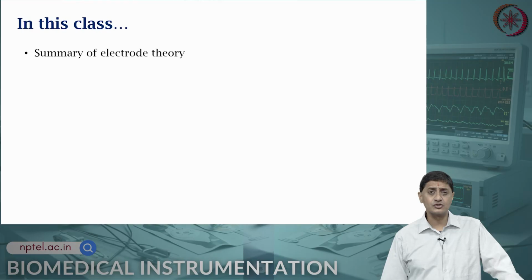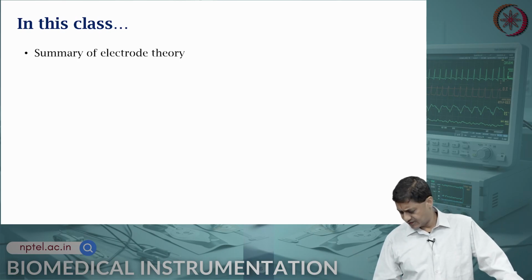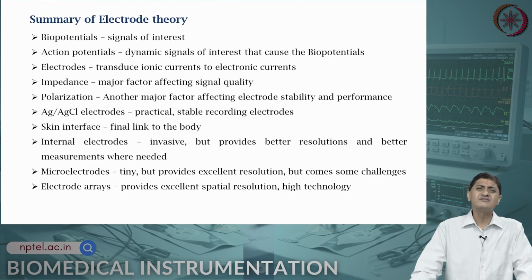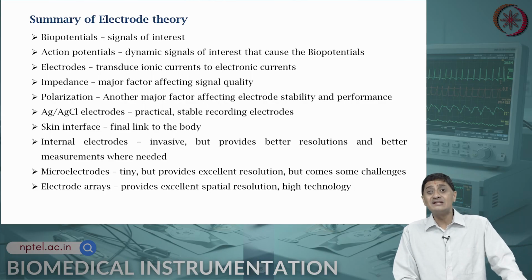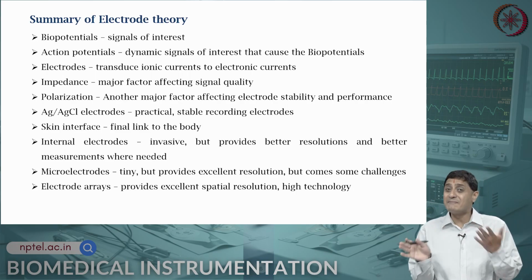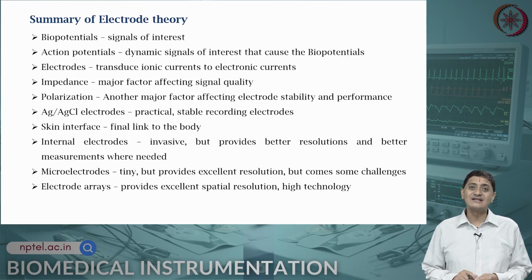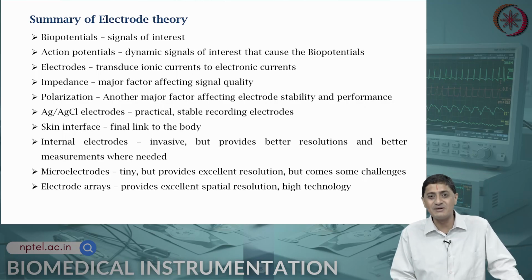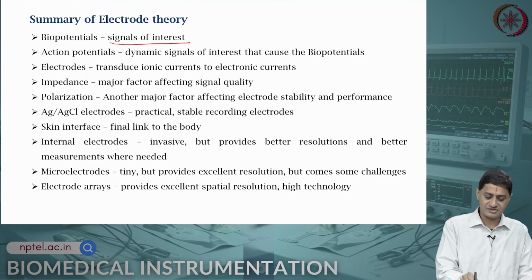We have been looking at electrode theory. In this video, we will look at a broad summary of electrode theory. So, what is of interest for us? We are interested in biopotentials because our cells are biological batteries. Excitable cells are biological batteries, those that maintain a steady potential difference across the membrane. We are interested in measuring these potentials and their variations across time and space. Biopotentials are the signals of interest.